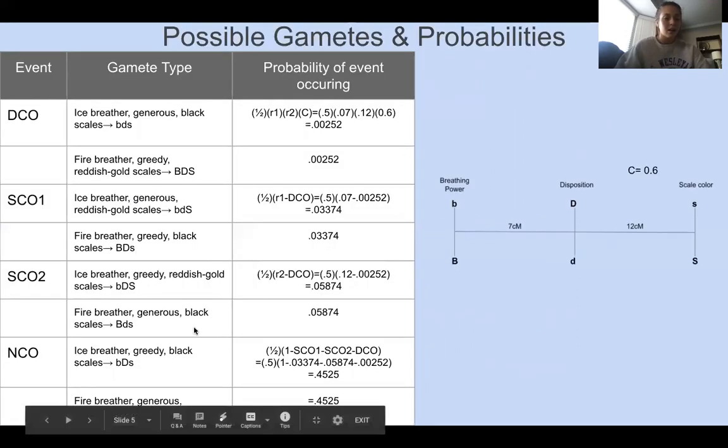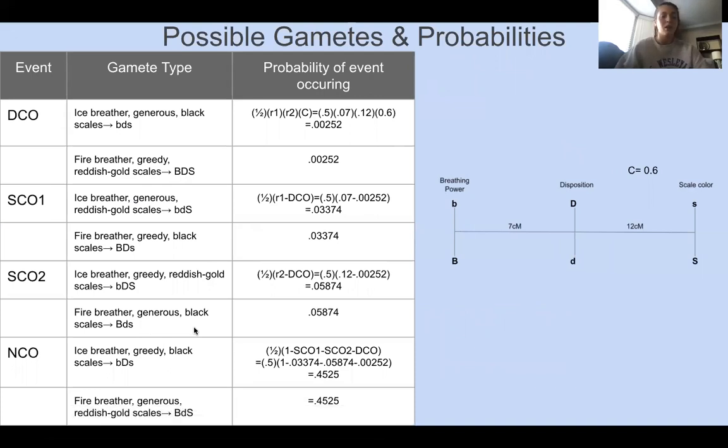chart here. There are 4 possible events. There's double crossing over, single crossing over at R1, and single crossing over at R2, and then no crossing overs. So for the double crossing over, you can either get an ice-breathing, generous dragon with black scales or a fire-breathing, greedy dragon with reddish gold scales.